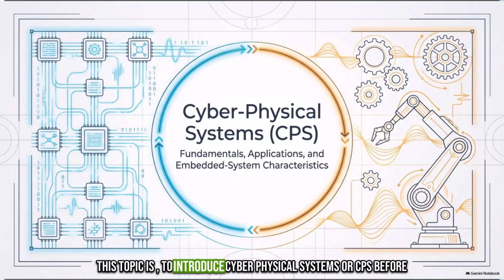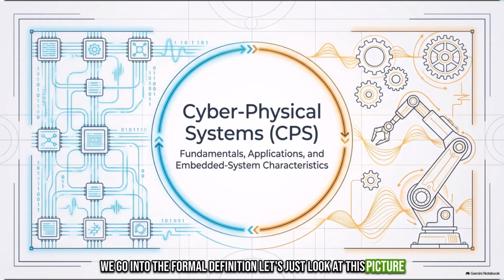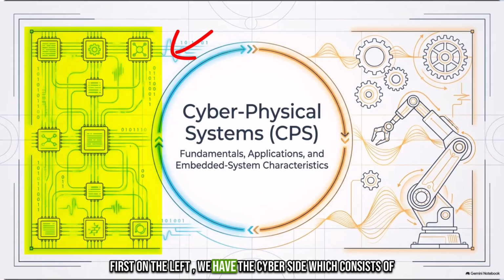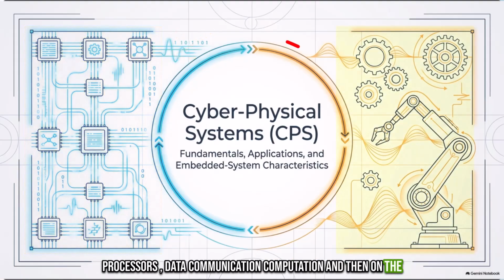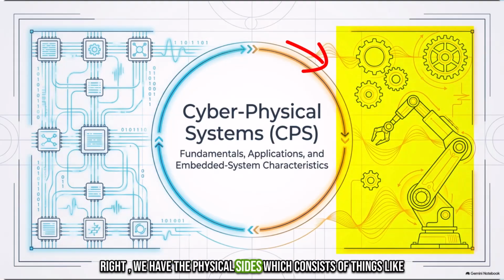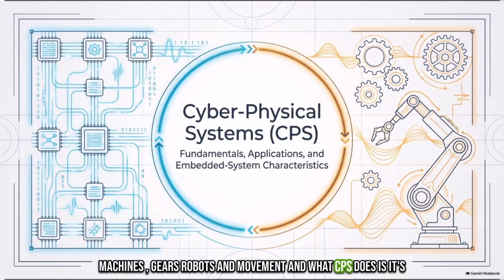This topic is to introduce cyber physical systems or CPS. Before we go into the formal definition, let's just look at this picture first. On the left, we have the cyber side, which consists of processors, data, communication, computation, and then on the right, we have the physical sides, which consists of things like machines, gears, robots, and movement. And what CPS does is it's connecting these two worlds.